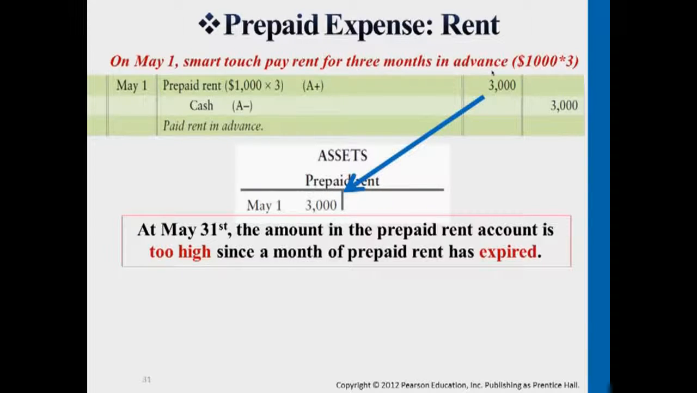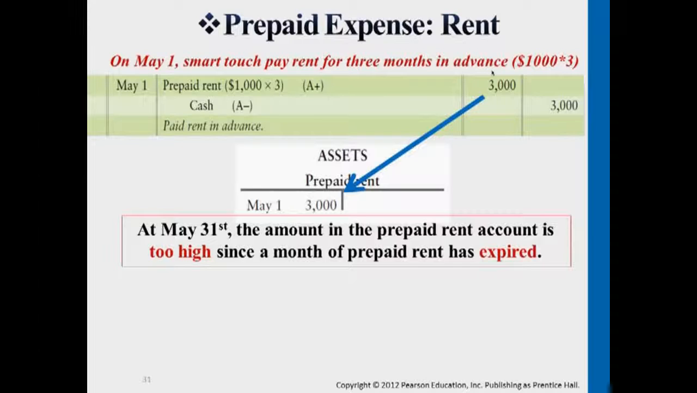Okay, so let's take a look at an example here. Now, what does this transaction tell us? So May 1st, we have cash inflow or cash outflow. We have cash outflow for the purpose of getting benefits of using a certain location for how long? For 3 months, right? So you see the bracket there, 1,000 times 3, and at the end it says paid rent in advance. So let's assume that this $3,000 is worth of using a certain location for 3 months.